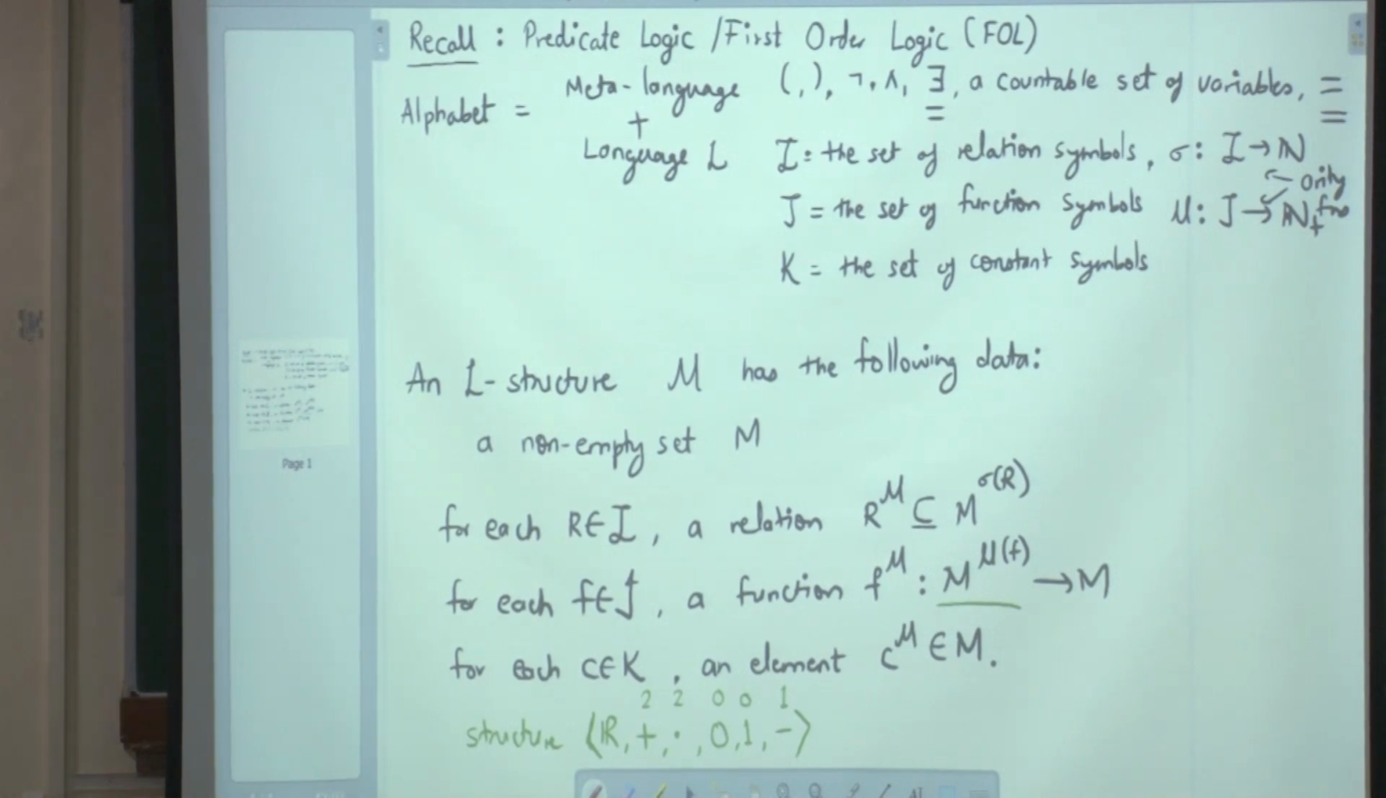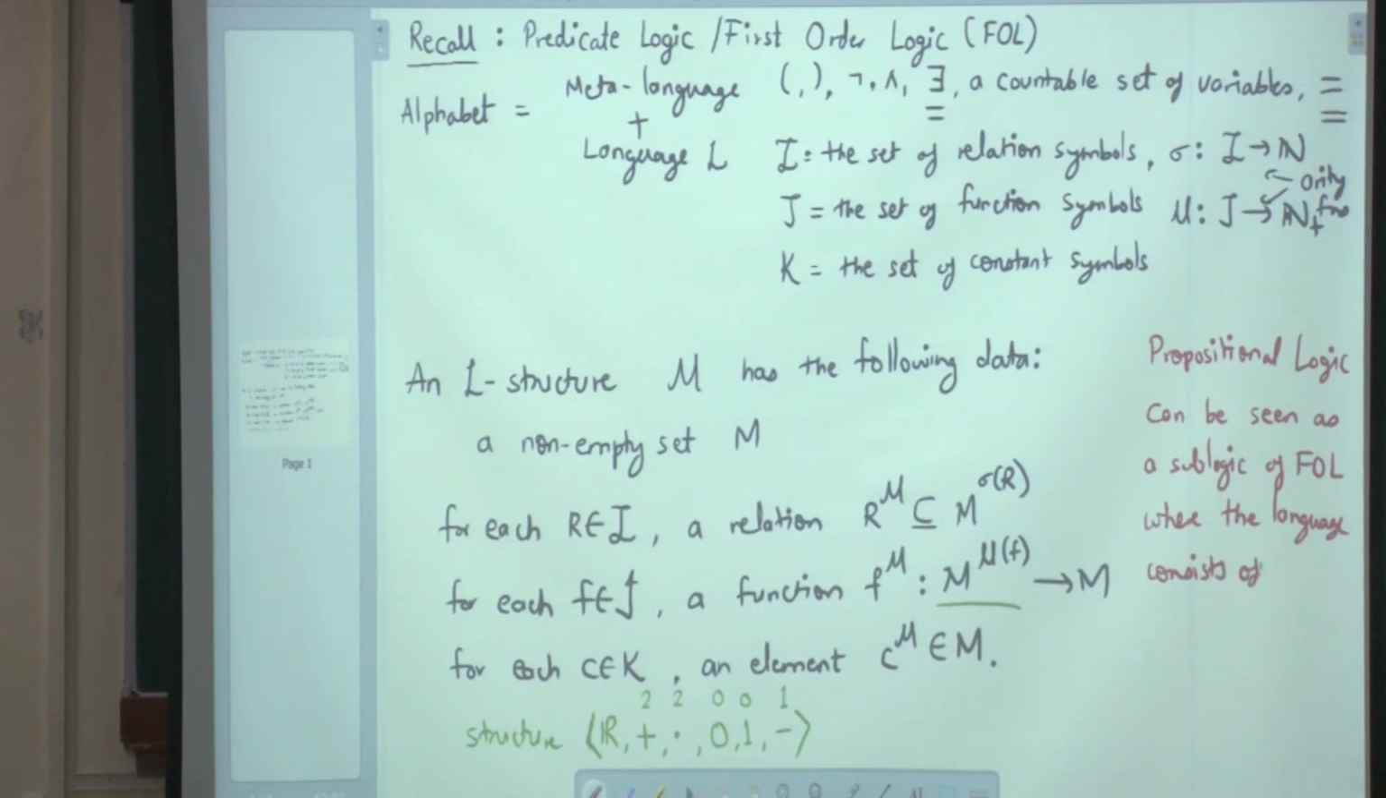Okay, so I am just going to write that now. Just as a comment here: propositional logic can be seen as a sub-logic of FOL where the language consists of only zero-ary relation symbols.